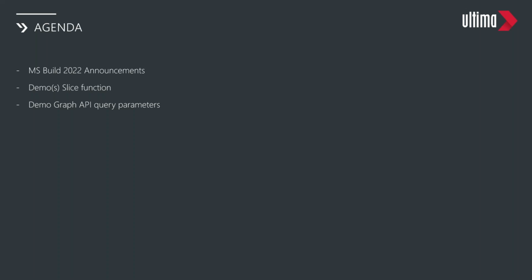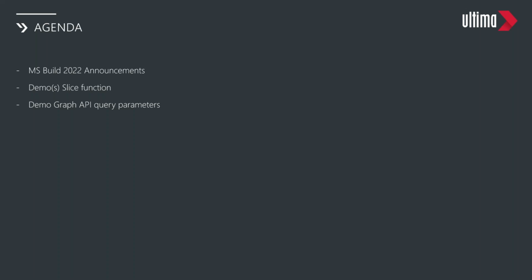One is the slice function. This is a function of the expression language of Power Automate, and that function has been recently introduced. In my use cases, I found it was very useful, and that's why I wanted to share with you how you could use it and what the benefits are, and how it's different from functions like substring. So that's part 1 of the demos, and part 2 is the Graph API.